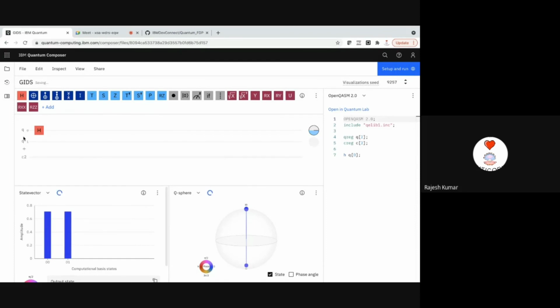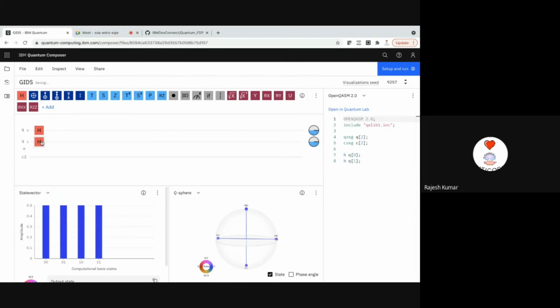If I add one more qubit, right? So this leftmost side 0 and 0 is the state of this Q1. Rightmost side 0 and 1 is the state of the qubit Q0. Why? Because that is in the Hadamard superposition state. If I take this also, right, then both will be in the superposition state. Okay, 0 and 1 at the same time.